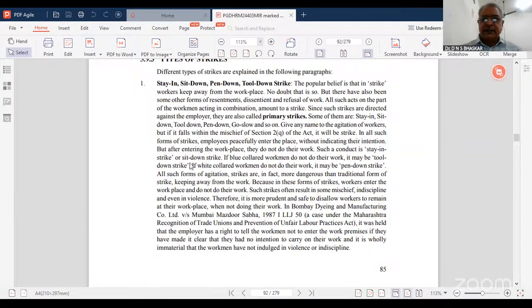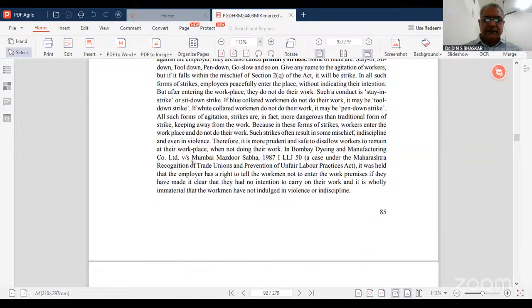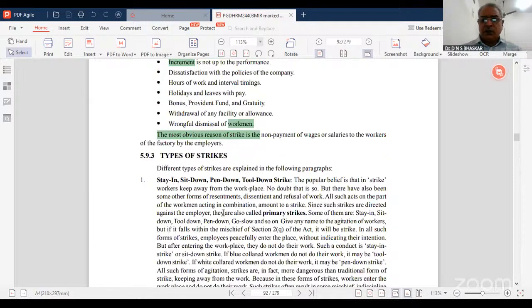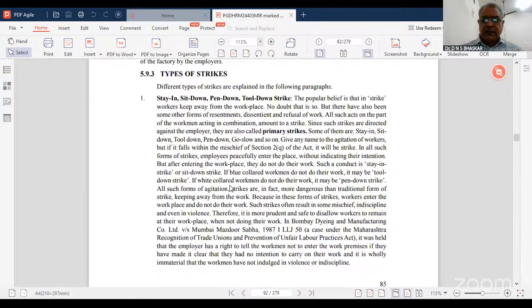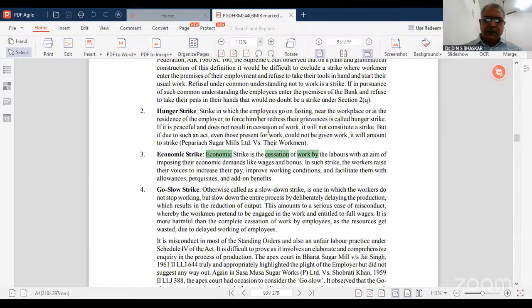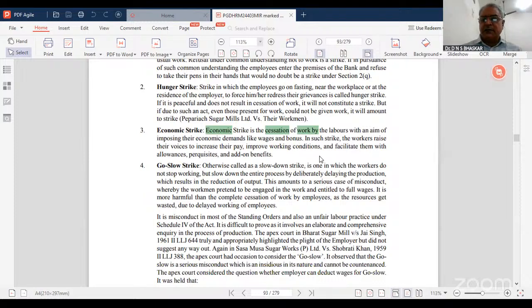Stay-in strikes occur, no doubt. Then the second one is sit-down, pen-down, tool-down strikes. These are the primary strike aspects. Then hunger strike, which we already know: employees go on fasting near the workplace or at the residence of the employer to force him or her to redress their grievance. Economic strike is the cessation of work by the labor with an aim of pressing their economic demands like wages, bonus, etc.